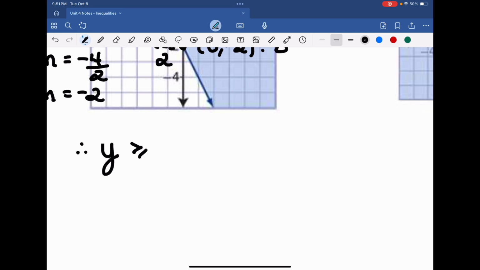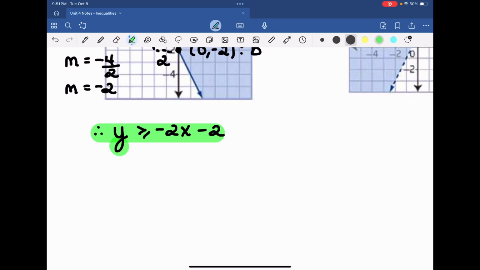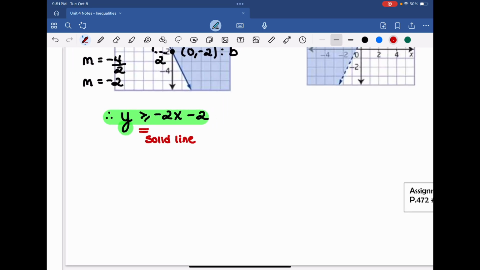Now we put our slope together. It's -2x plus whatever our y-intercept was. But in this case, because it was -2, it's going to be -2 like this. So there is the inequality that represents this graph. Perfect. And then again, I'm just going to annotate right below here that we put this piece here, the greater than or equal to, because it is a solid line. There we go. Okay, now let's go on to the second graph.